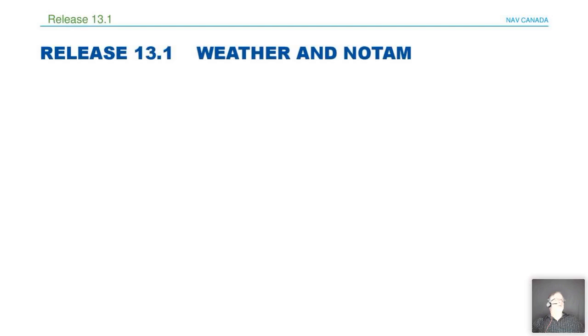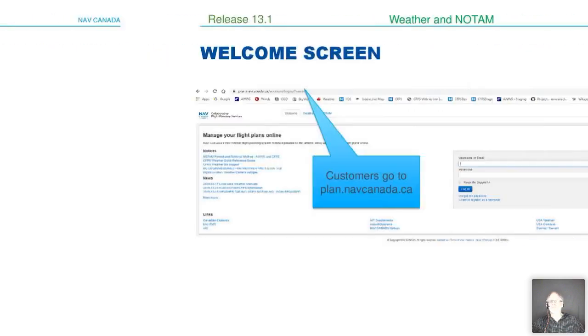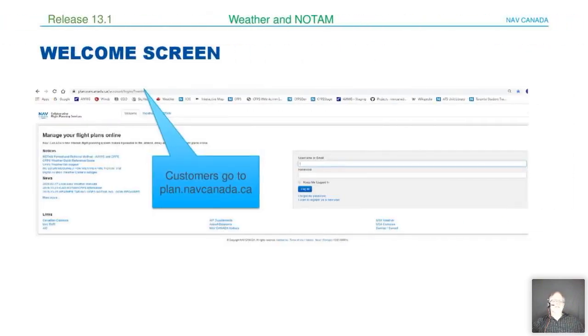So for the moment, I'm going to focus on weather and NOTAM. That is a tab on the CFPS page, which we'll get to in just a moment, because that's what most COPA members are interested in looking at. So you start off with a welcome screen. To get there, you go to plan.navcanada.ca. You can do so from basically any electronic device with access to the internet. You will find, however, that performance varies, especially as your screen gets smaller.